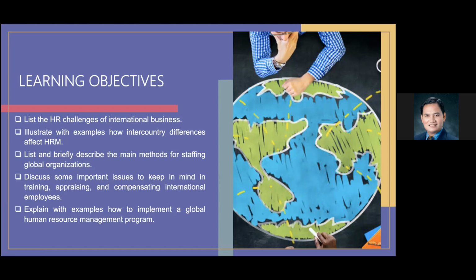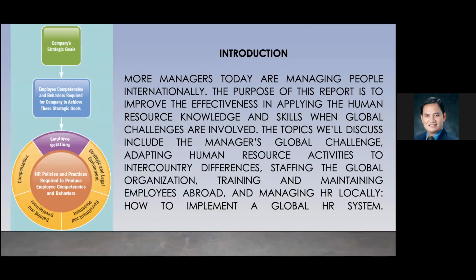Next is to list and briefly describe the main methods for staffing global organizations, to discuss some important issues to keep in mind in training, appraising, and compensating international employees, and to explain with examples how to implement a global human resource management program. More managers today are managing people internationally.